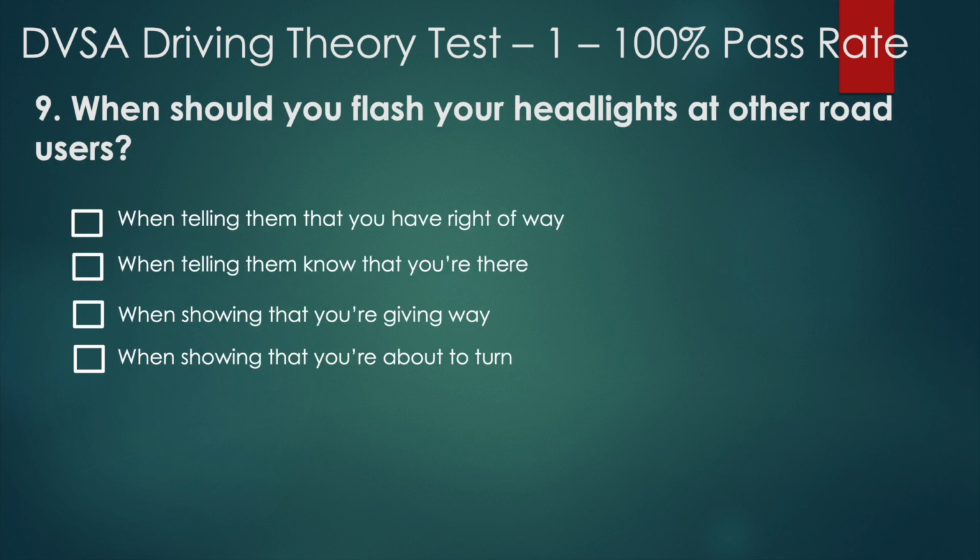9. When should you flash your headlights at other road users? A. When telling them that you have right of way. B. When telling them that you are there. C. When showing that you are giving way. D. When showing that you are about to turn? And the answer is B, when telling them that you are there.